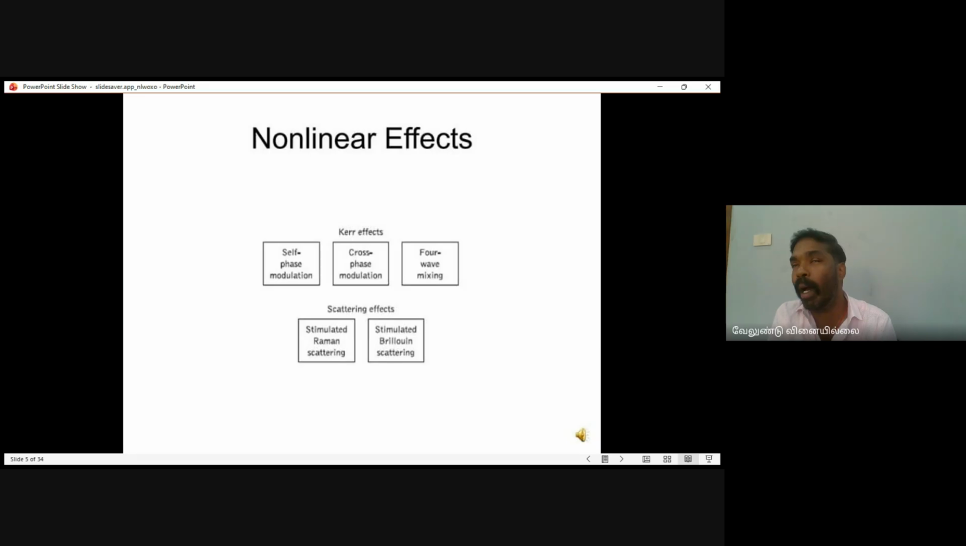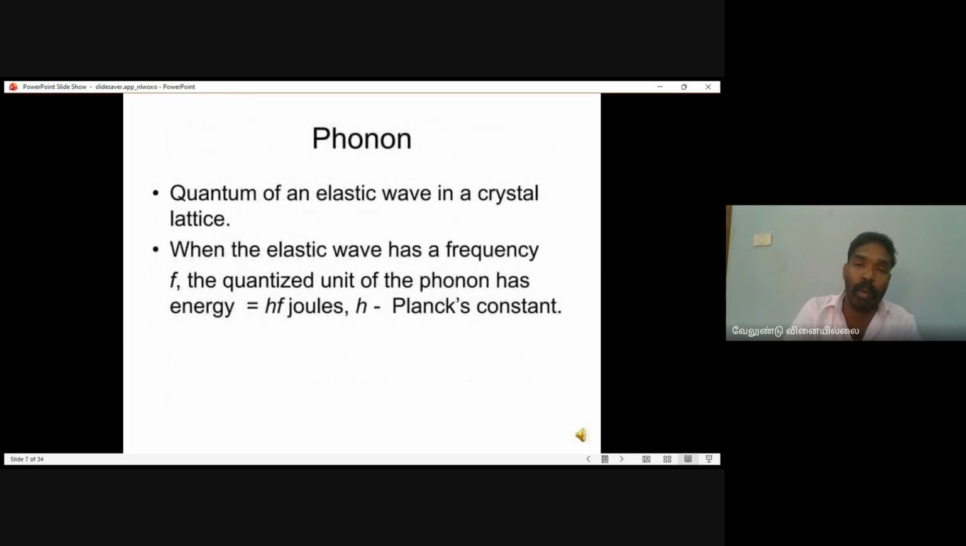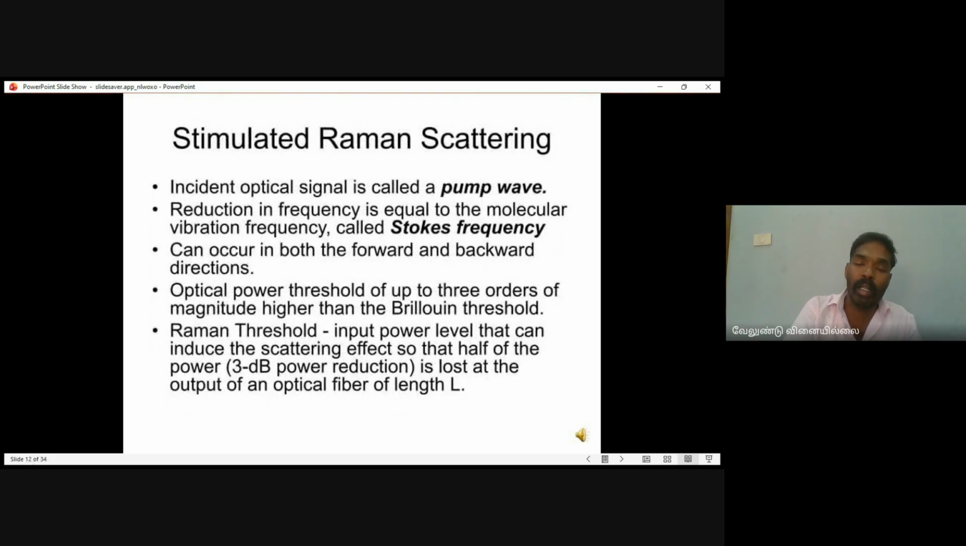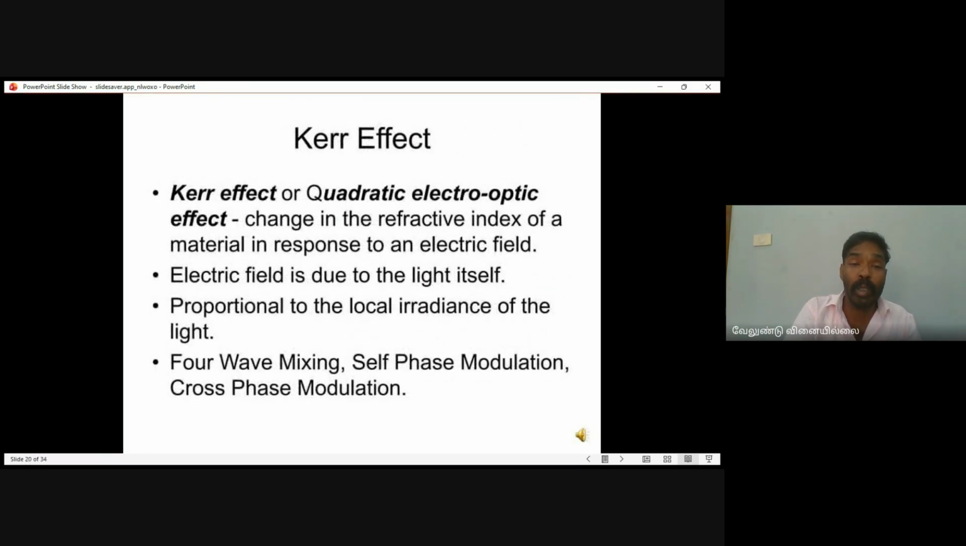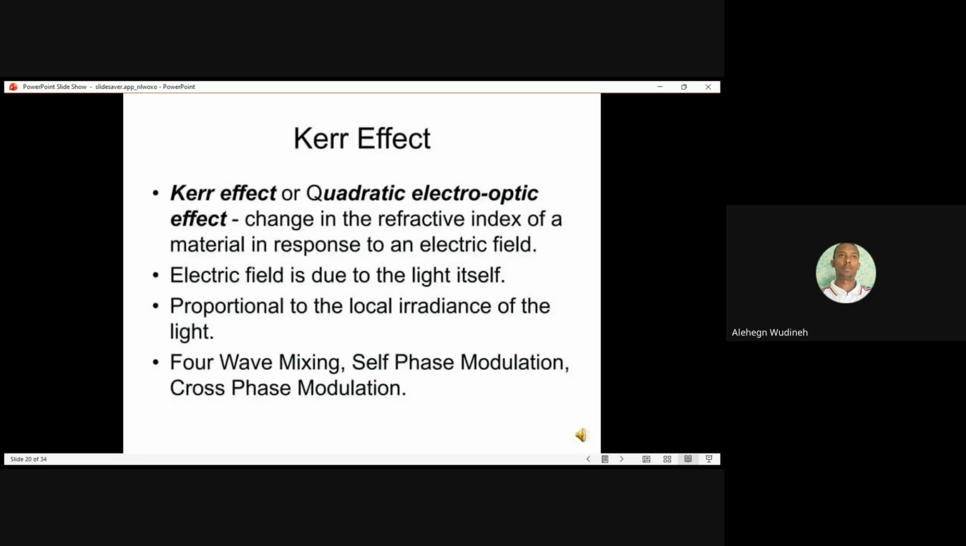Electro-optic effects mean the core of the fiber optic will be changed by the electromagnetic effect. That's why its index will keep on changing. So this is the Kerr effect. What is the Kerr effect? Can anyone read it? Alan, can you read the Kerr effect? It changes the refractive index of a material in response to an electric field. Yeah, very good. Thank you.